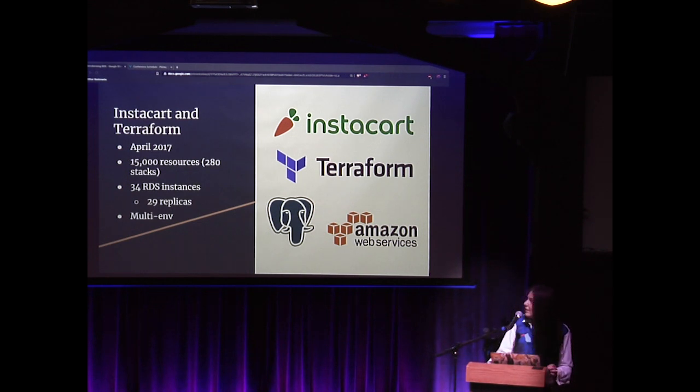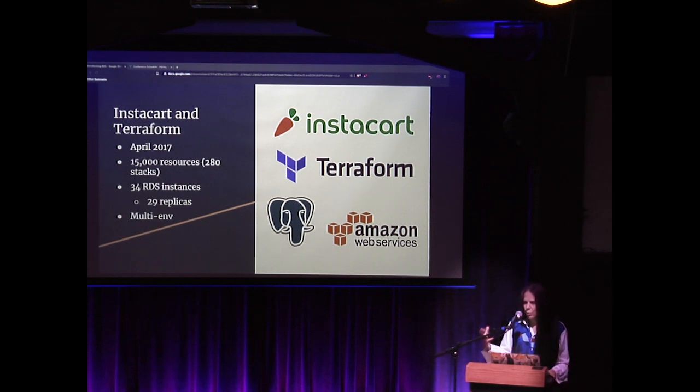So I counted, before I was doing this talk, we have about 15,000 resources, AWS resources, configured in Terraform. That's in 280 stacks, and a stack is like a single system, so any related resources that might support a particular service or whatever you're doing. We have in there, and again, this is at the time I made these slides, I think we have more now, but 34 distinct RDS instances.